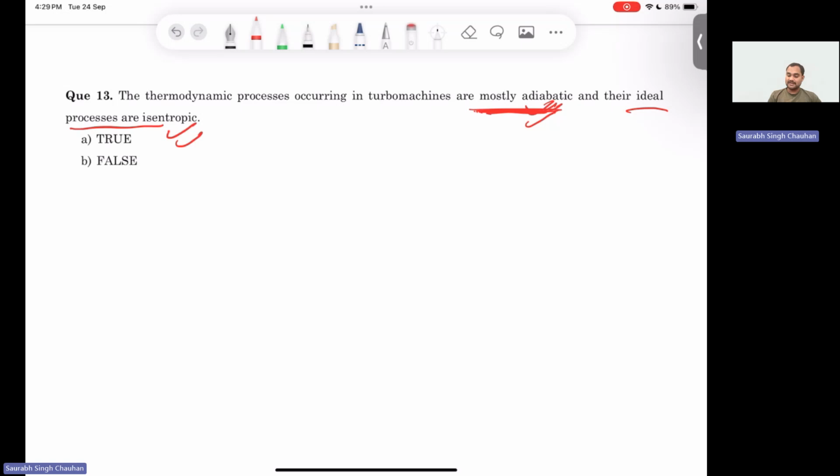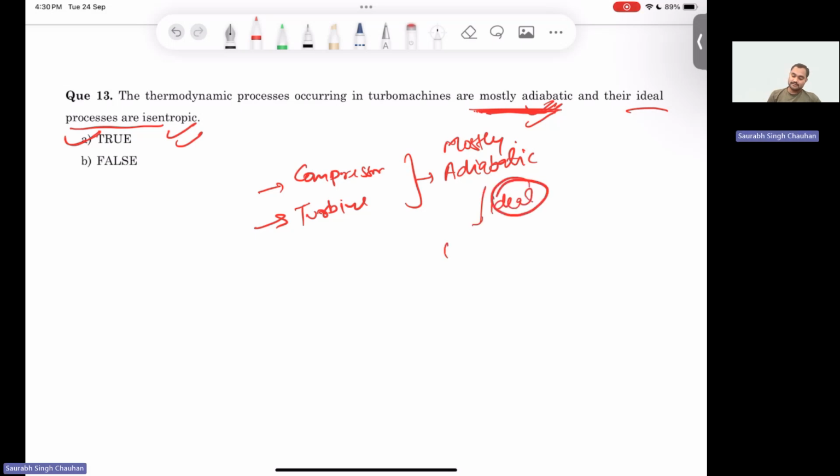So yes, they are mostly adiabatic, and if it would have been an ideal process, then it would have been isentropic as well. Then there would have been no irreversibility. Okay, so yes, this is a true statement. So compressor and turbine, these are mostly adiabatic, because there will always be some little heat loss. And in ideal case, the process will be isentropic.